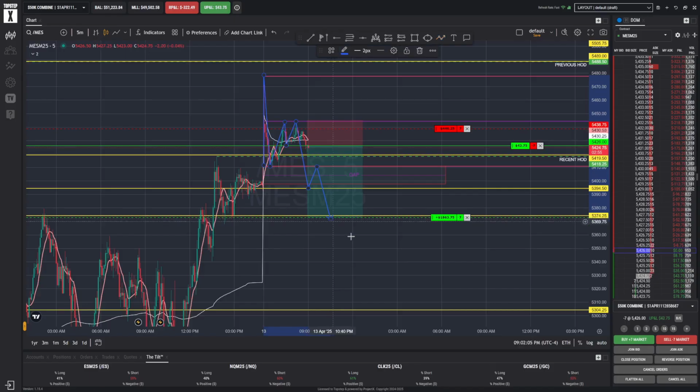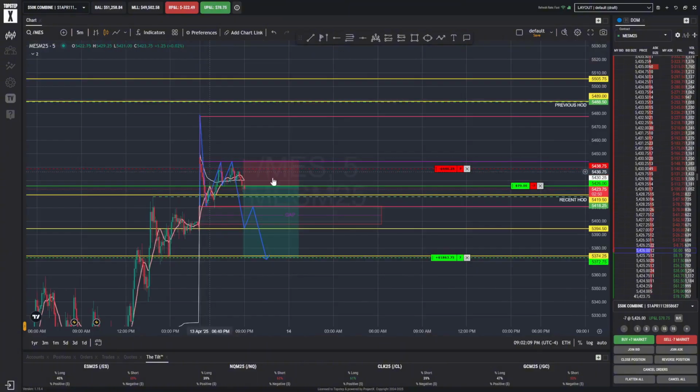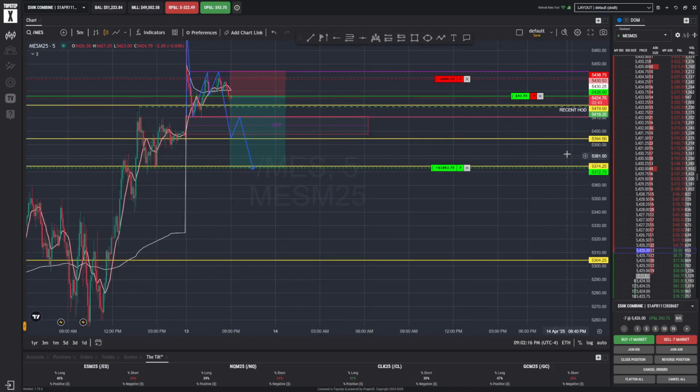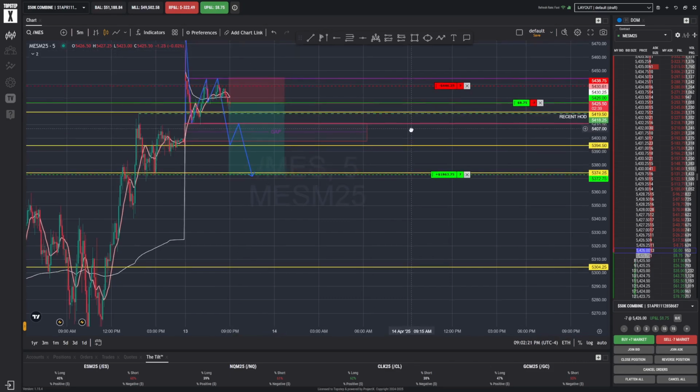That's how I trade my levels. Same thing with buying. I won't go for a long here, but I'm pretty sure you guys get the point. So now this is 53 and a half points of profit.